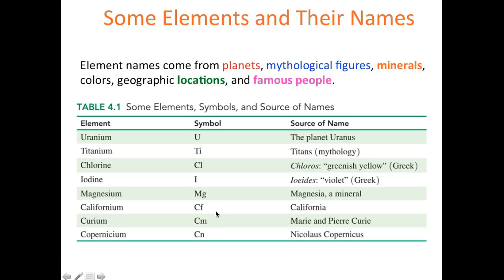And then you have chlorine and iodine. Chlorine has this greenish yellow color to it, and so they're derived from their Greek names, from the Greek words symbolizing their colors. So they occur in nature as greenish yellow gas, and iodine is a purple solid at room temperature.